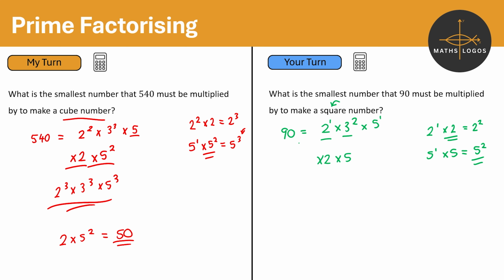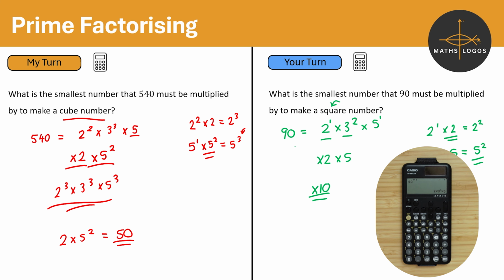So if I need to multiply 90 by 2 and then by 5 to make it a square number, well, what is 2 multiplied by 5? Well, I need to multiply by 10. What that means is that 90 multiplied by 10 should be a square number. So let's see what that does. 90 multiplied by 10 is 900. And I should be able to take the square root of 900 and it should give me a whole number answer. So I'll do the square root of 900 and that gives me 30. So I know that 900 is definitely a square number.